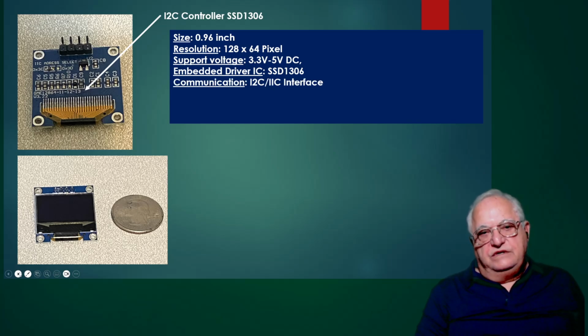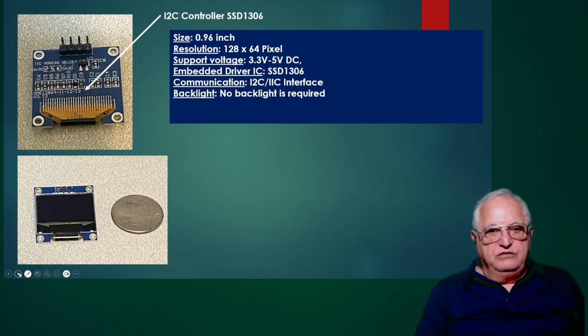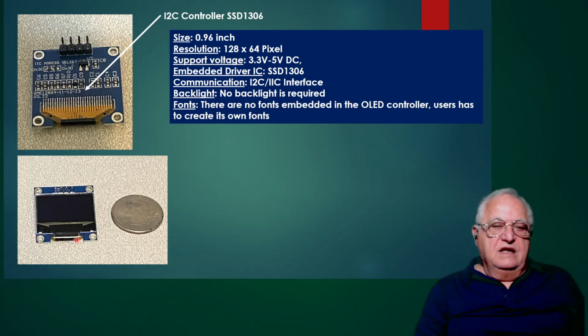Communication is I2C. Backlight: there is no need for a backlight, which is great because that helps us with 2 less wires. And finally, there are no fonts embedded in the OLED controller. The user has to create their own fonts or characters. So basically, we're going to use the framework we developed in Presentation 24 that shows you how to create characters.